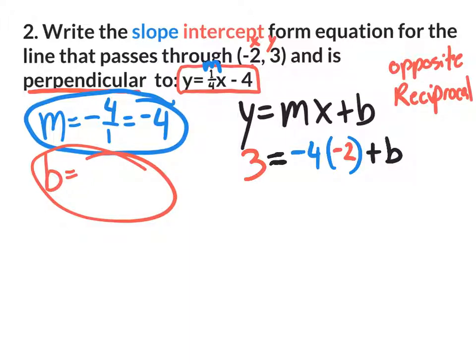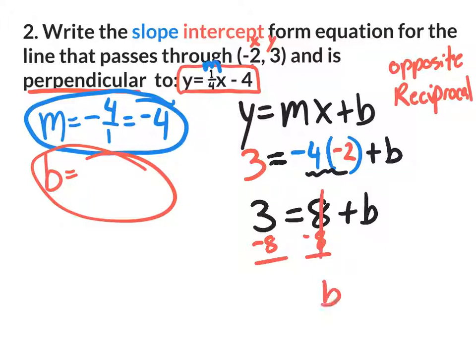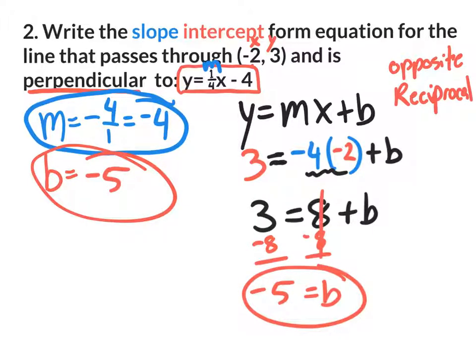Let's do the math. Let's multiply. What's negative 4 times negative 2? Positive 8. Right here. That's positive 8 plus b equals 3. We want to solve for b, so we're going to subtract 8 here, subtract 8 over here, and we're going to have b equals negative 5. So b equals negative 5. Ladies and gentlemen, we have the m, we have the b. All we need to do is write the equation. Y equals mx plus b.